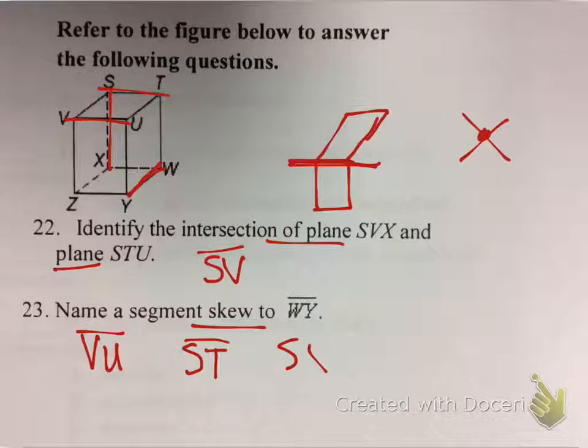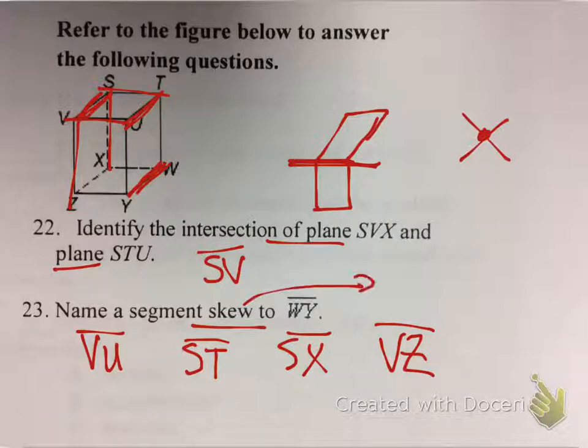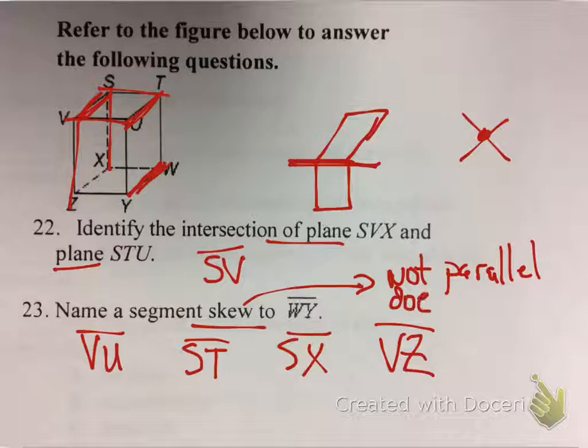SX. That one's parallel. VZ. Notice that I'm choosing ones that are not parallel and also do not intersect. I can't choose SV because that's technically parallel to that one. Can't choose TU because that's technically parallel to that one. So that looks like that's about it. Okay, so kind of keep that in mind. Skew means, and you might want to make sure you note that definition, it's not parallel and does not intersect.